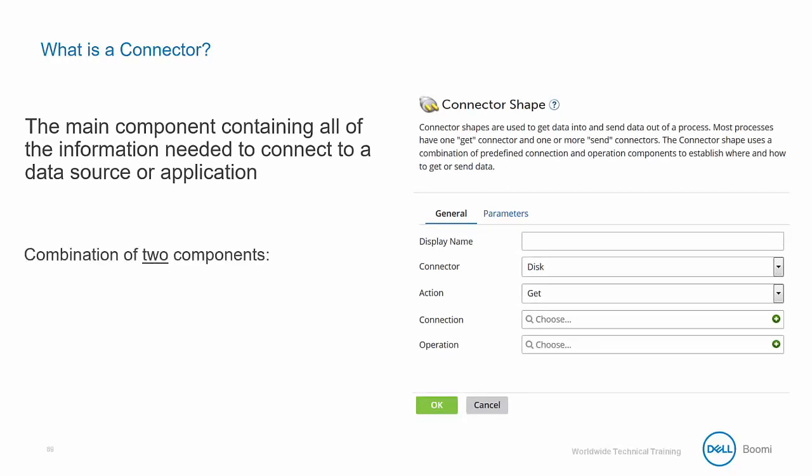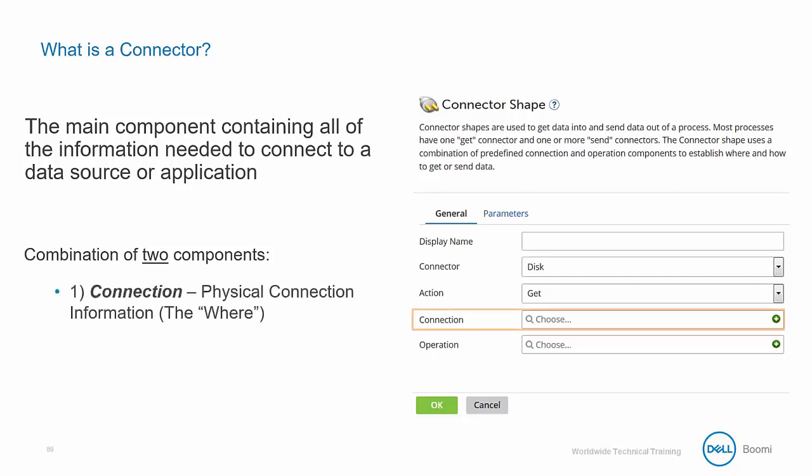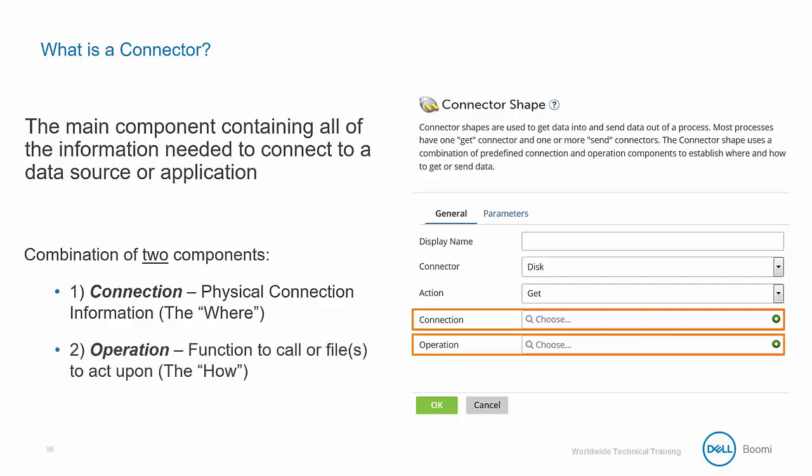The connector is made up of two components. The first is the connection component, which represents the physical connection information, or the where. The second is the operation, which represents the function to call or files to act upon, or in other words, this is the how. We will be using several different types of connector shapes in the upcoming exercises. We will use one to connect to each of our sources, Salesforce and MySQL database, and we have a special branded MDM connector that harnesses MDM's API that we will use to get data into our MDM platform. The connector is not the only thing that we need to do a quick review on.